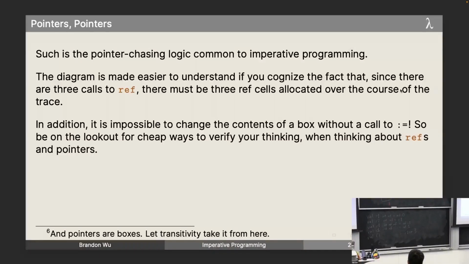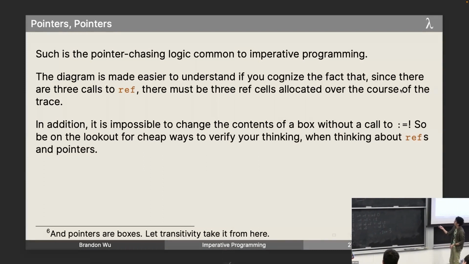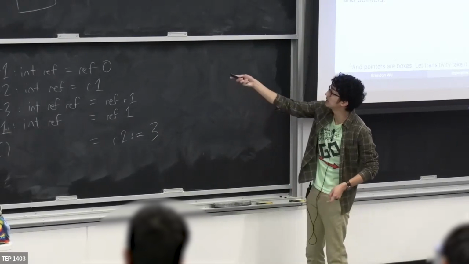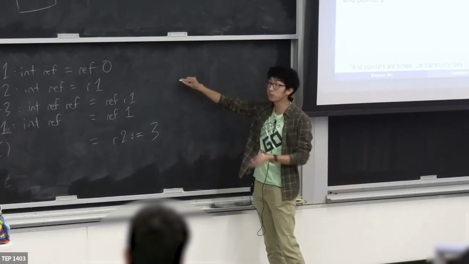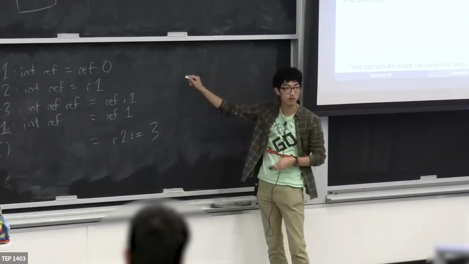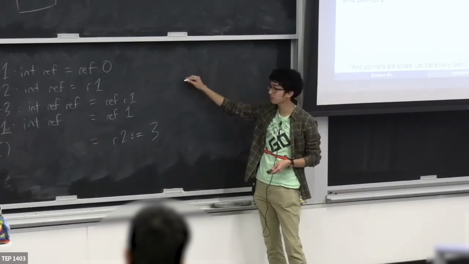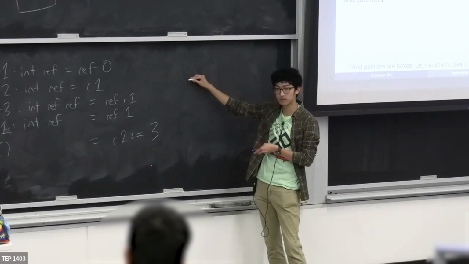Okay. And also note that we can't change the contents of the box without a call to colon equals. So while we put stuff in the boxes, the only time the contents of a box actually changed was when I did R2 colon equals 3. Okay. And if I wanted, for instance, this pointer to go here, what would I say? What expression would I write if I wanted this to go here instead? What do you think? Where I have this set up.